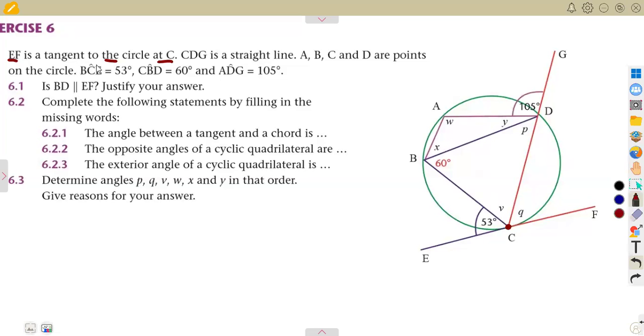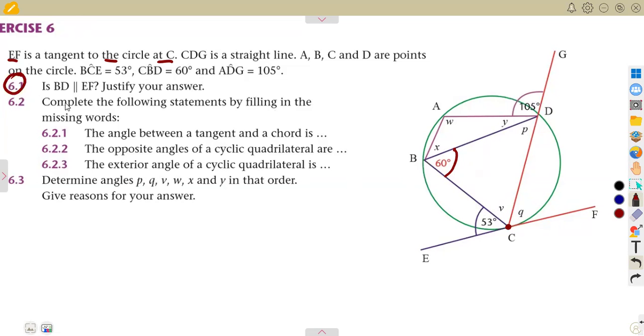A, B, C, D are points on the circle. And also BCE is 53 degrees. That is from B to C to E, we are given 53. CBD is 60 degrees. That is this angle C, B to D. The angle that we are given inside here is 60. And also ADG from A to D to G is 105. We are also indicated there.